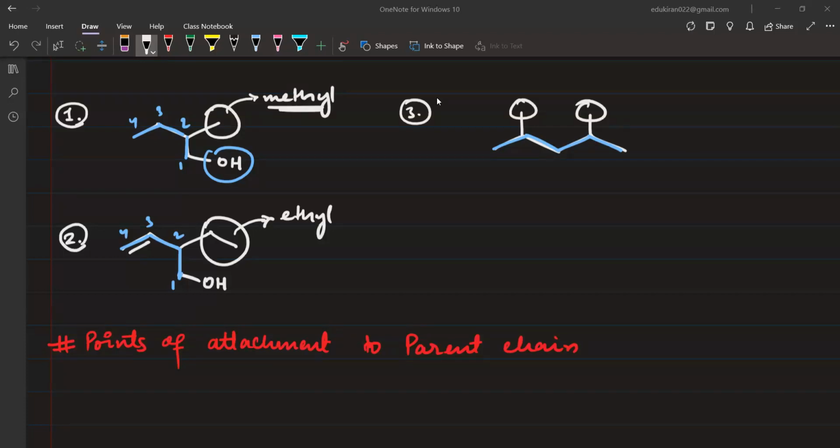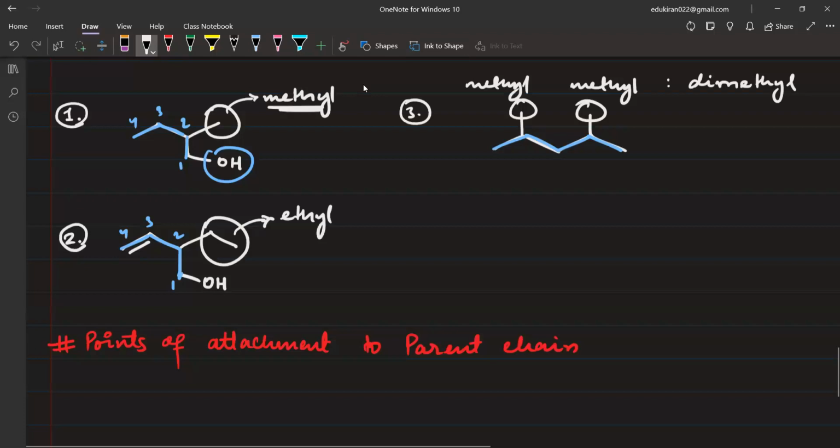Some people get initially confused. They say, okay, we have two carbon atoms, so we'll write ethyl. No, this is not ethyl. Ethyl is when you have two carbon atoms together. So what is the substituent here? The substituent here is methyl. This is methyl, and this is also methyl. So in order to write it in a short way, we'll write dimethyl.